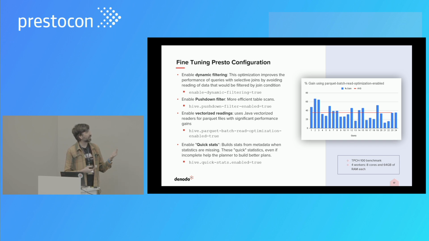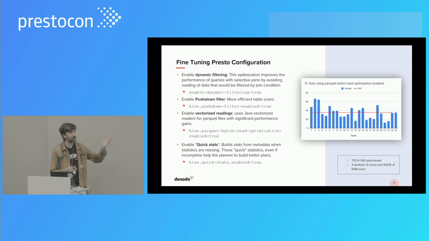Dynamic filtering and push-down filters improve the efficiency of table scans. Vectorized readers improve the performance of how data is read. And quick stats is a recent contribution from IBM that allows the cost-based optimizer to work better even when you don't have the full set of stats available, so there are fewer bad plans being generated by the Presto optimizer. Some of these, like you see here, like the gain factor in the batch rate optimization, can be quite significant. I think by default they're all disabled in the official Presto images. It's worth turning them on because they improve things quite a lot.